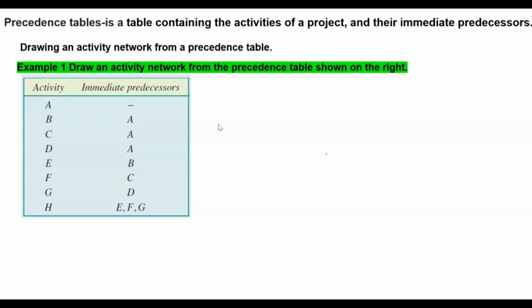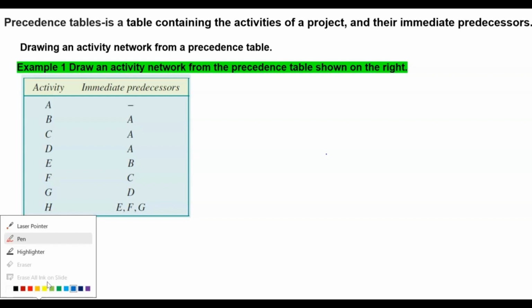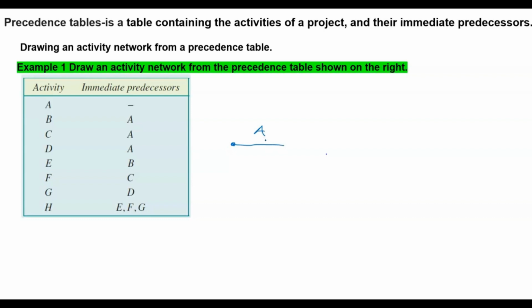Okay, so we start with A because A doesn't have an immediate predecessor, because that's your starting point. So you don't have any other activity that needs to be done before A. So that means A is our starting point. So let's label A there. So that's our start. Okay, we put a node.